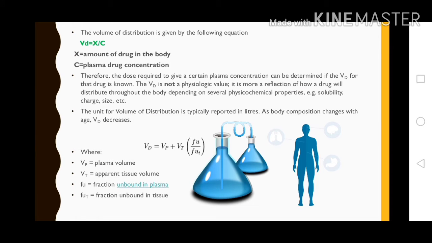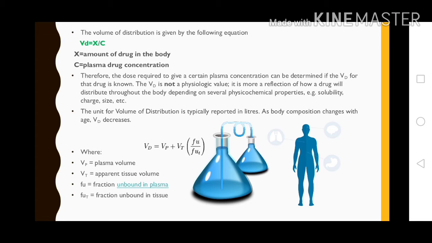It is denoted as VD, so VD is equal to X upon C. Like I said, X is the amount of drug in the body, and C is the plasma drug concentration, that is how much drug is concentrated in the blood plasma. Therefore, the dose required to give a certain plasma concentration can be determined if the VD for the drug is known. The VD is not a physiological value, it is more a reflection of how a drug will distribute throughout the body depending on its physiochemical properties. So VD is obtained by checking solubility, charge, size, etc.